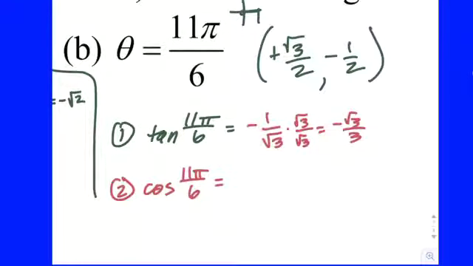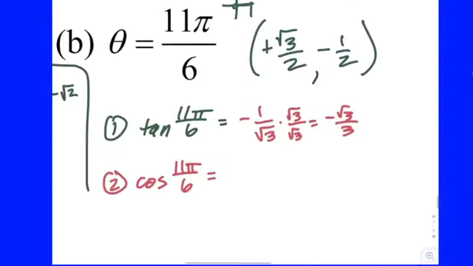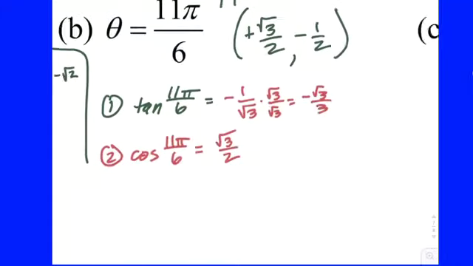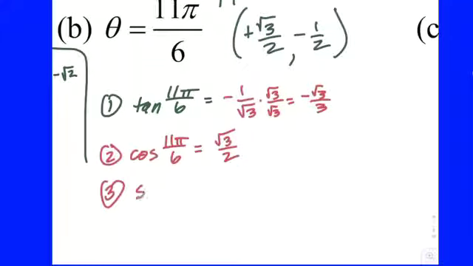All right, number 2, let's do cosine of 11 pi 6. I could throw some sines and cosines in there on Monday, sure. What's the cosine? It's just the x-coordinate, square root of 3 over 2. Too easy. All right, let's get the other easy one out of the way. What's sine of 11 pi 6? Negative 1/2. Okay.